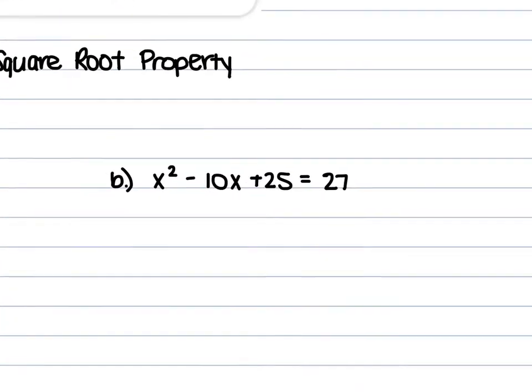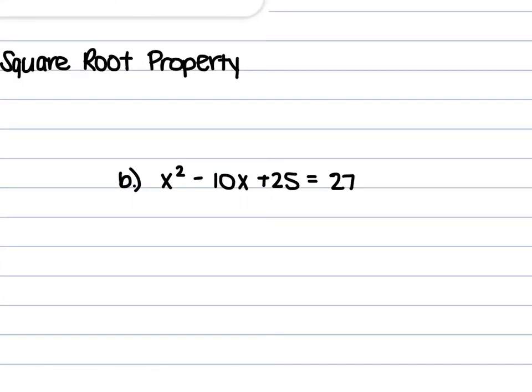For B, we have x squared minus 10x plus 25 is equal to 27. So when we do this, we have to use the square root property, which we could also complete the square here. We're going to stick with the square root property, and we are actually going to factor the left side of this equal sign, because the x squared minus 10x plus 25 is the same thing as x minus 5 squared is equal to 27.